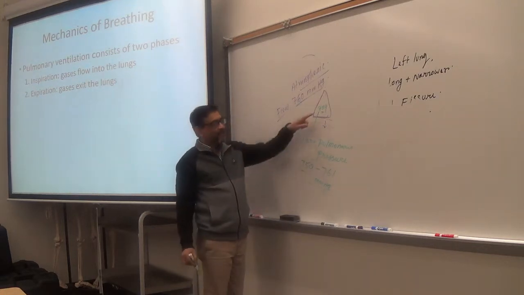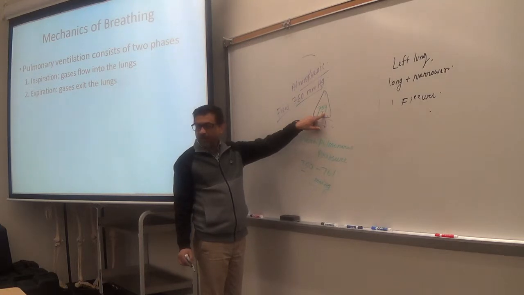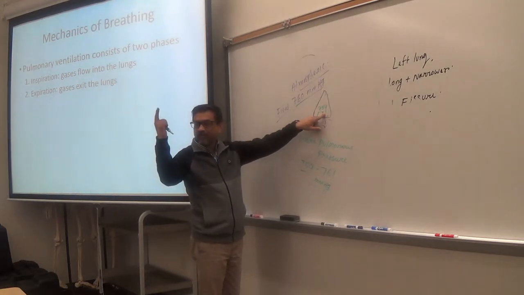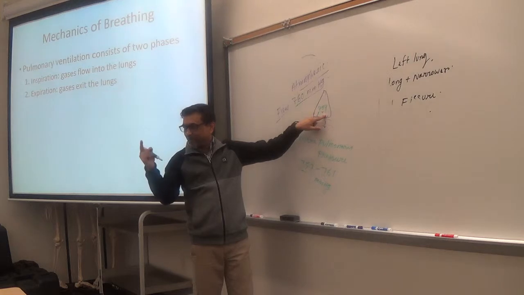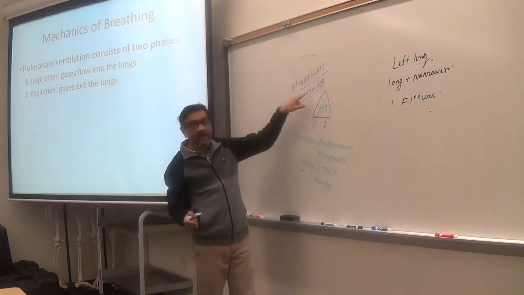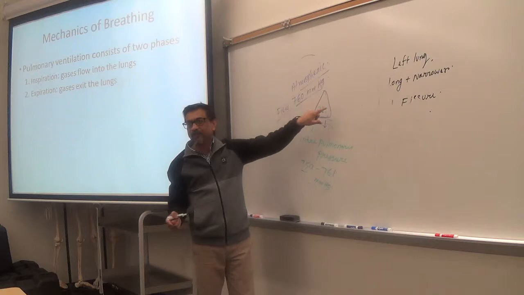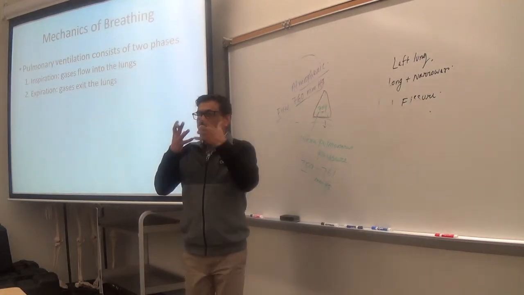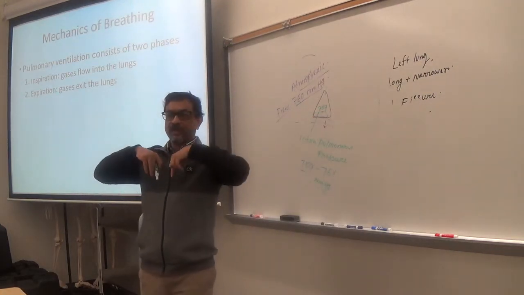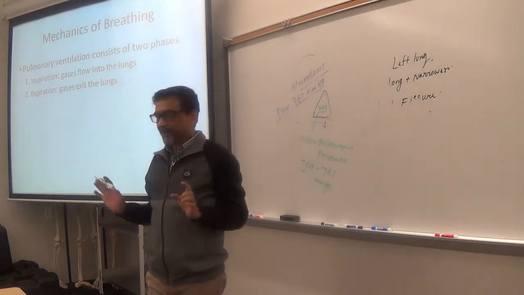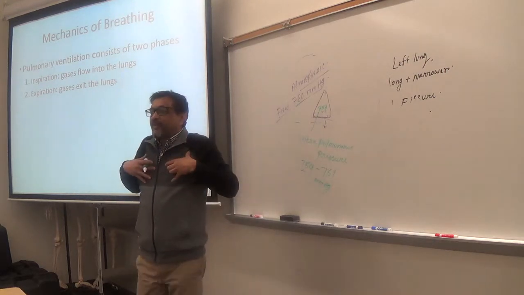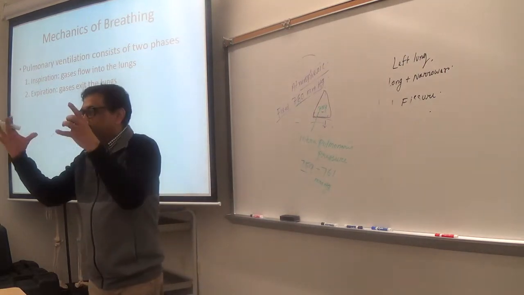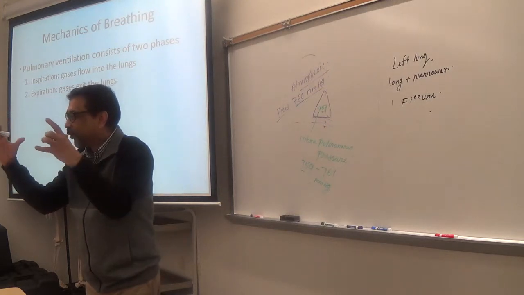760, right? So here is slightly lower, right? How much lower? Only 1 millimeter of mercury. And that pressure difference is strong enough to move the gas from here to here. Is it clear? That means from outside of my body to inside my lung. Is it clear?